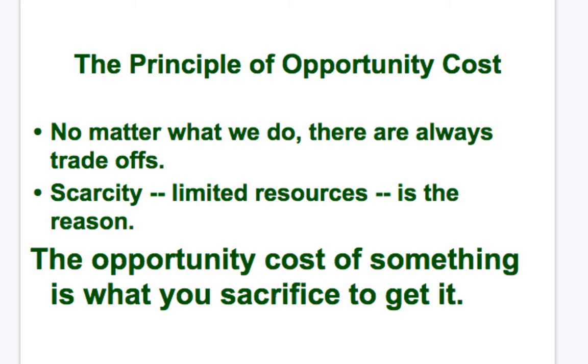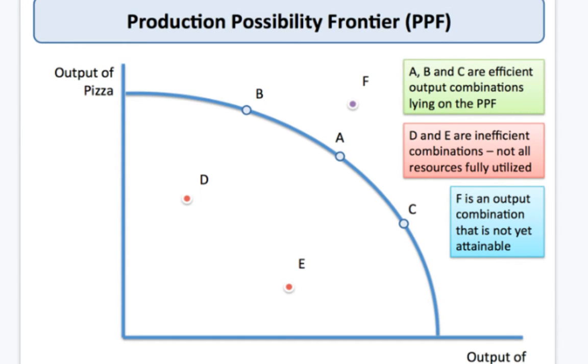So no matter what we do, there's always going to be a trade-off, which is the term we discussed in the last discussion. It's because of scarcity, because we have limited resources. So the opportunity cost of something is what you sacrifice to get that. To explain that further, we're going to have to look at the production possibilities frontier. And this is discussed on page 16 of your book.